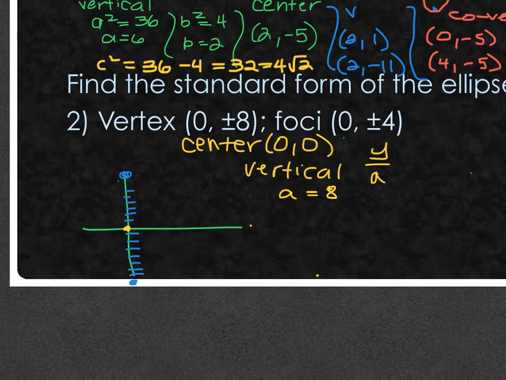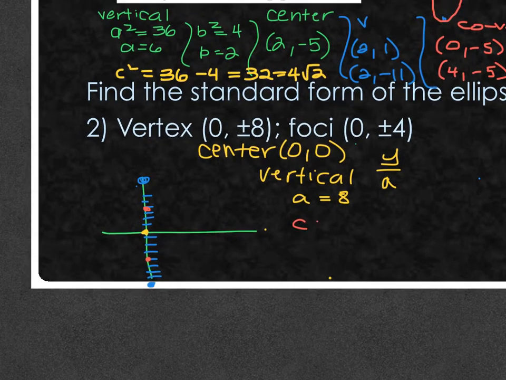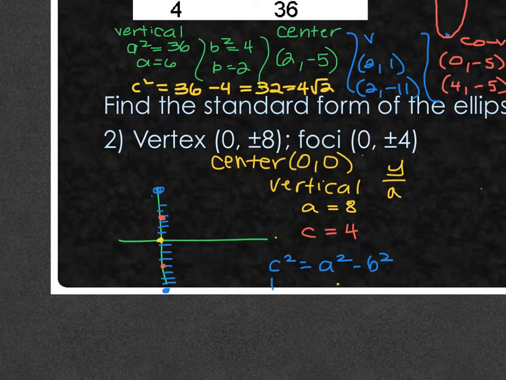Then it gives you foci at (0, plus and minus 4). So I'm going up 4 and down 4. That's going to be the foci, and that gives me c. c is the distance from the center to the focus, which would be 4. So for my equation, I only need to know one more piece of information, which is b. c squared equals a squared minus b squared. So 16 equals 64 minus b squared. Negative 48 equals negative b squared.